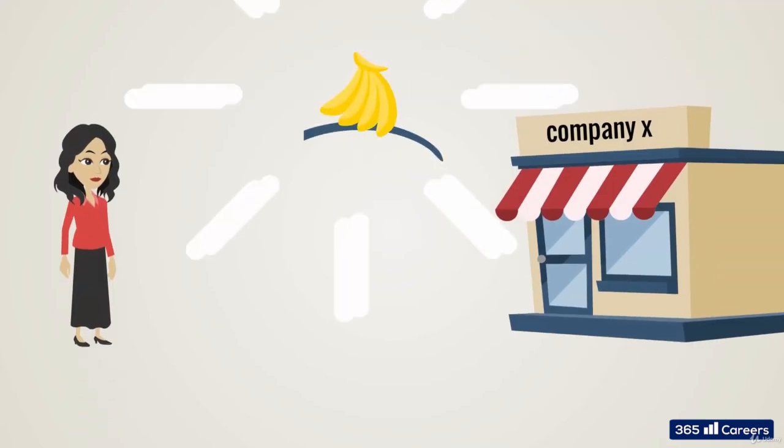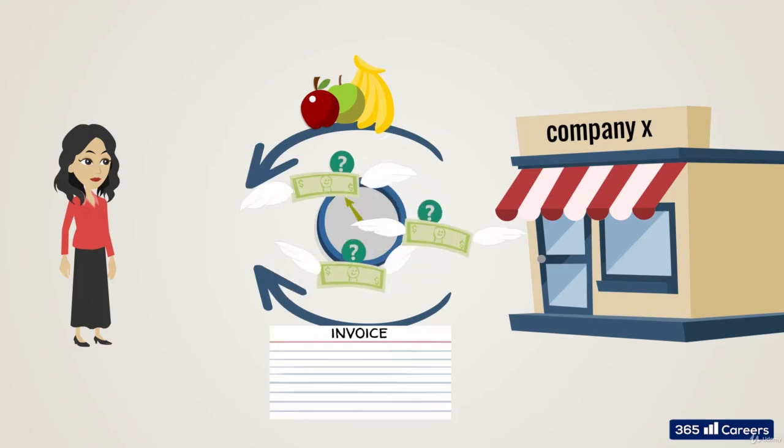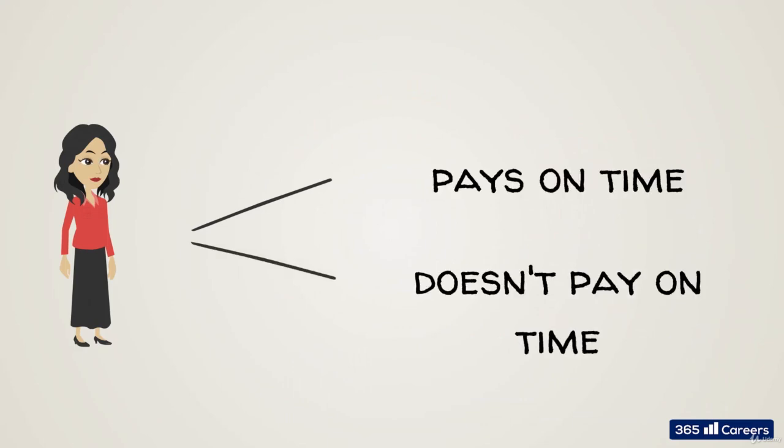Company X sent the goods and an invoice, and the payment deadline is approaching. They expect to receive the money owed by customers because Company X has done their part. At this point, there are two possible options. The client pays at or before the deadline, or he pays later or doesn't pay at all.